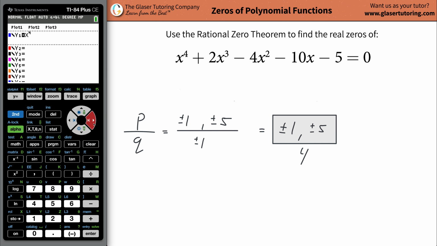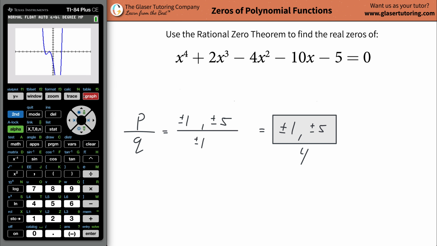So it's x raised to the fourth plus 2x cubed, minus 4x squared, then minus 10x. All right, then minus 5. Now what you're going to do after you plug that into your y equals is hit graph. And this is now the function. Okay?